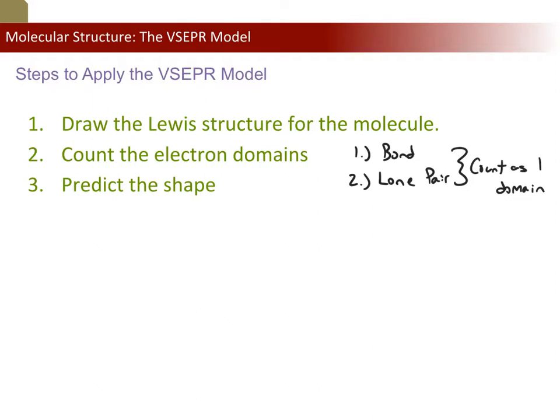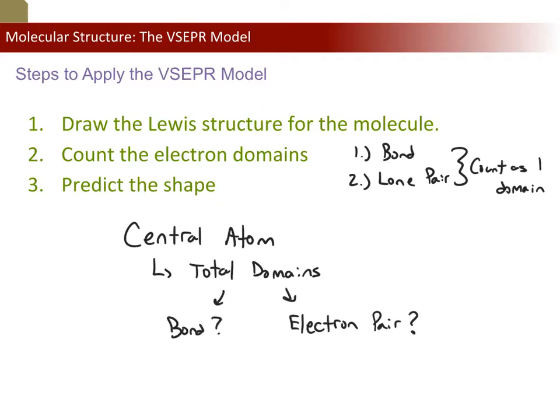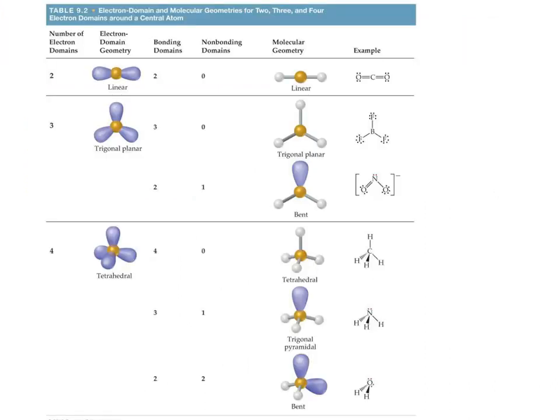When predicting the shape, the first thing you need to do is identify the central atom. And then you count total domains around the central atom, counting all bonds and all pairs of electrons that are touching the central atom. Next, you want to take a look at those domains and ask yourself, are they bond domains or electron pair domains? Because bond domains and electron pair domains may result in a different shape. I'll explain it to you using the different pictures on the following slides. The following tables can be found on page 337 of your textbook. I grabbed some screenshots and I put them in the slides here.